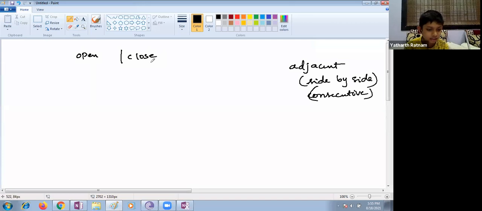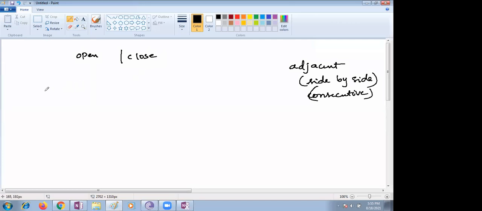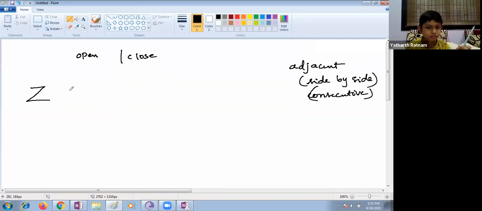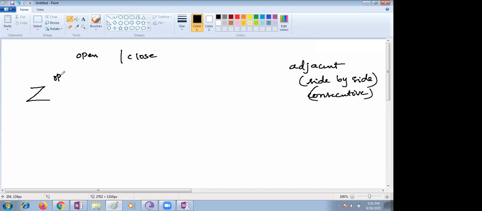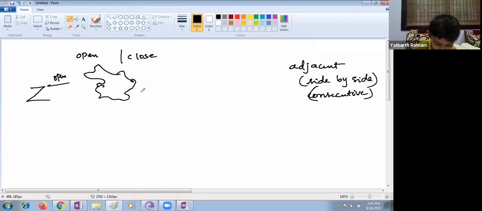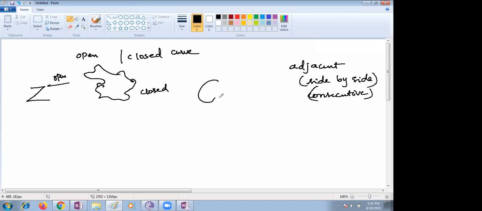Now, open curve or closed curve, please classify. Is it open or closed? Yes, open curve. Now another question: is it a closed or open curve, children? Closed. Next, is it open or closed?